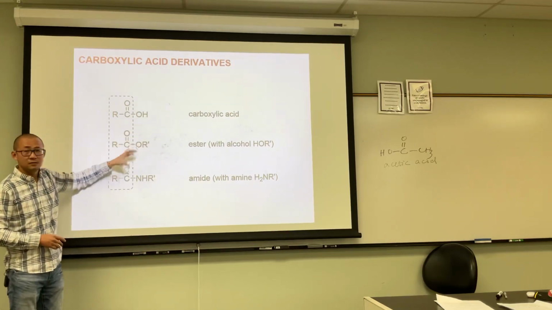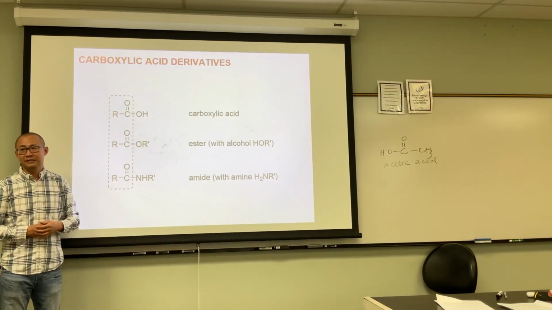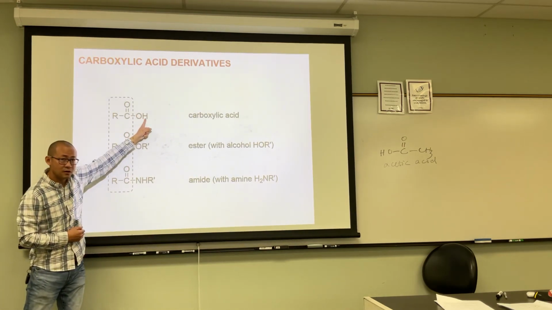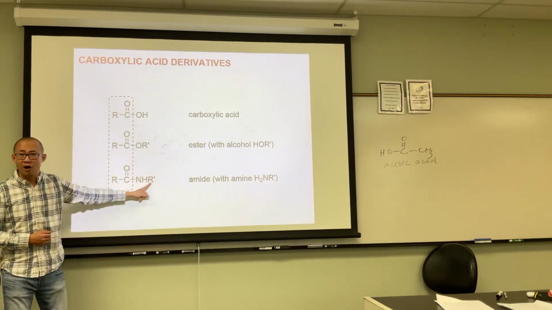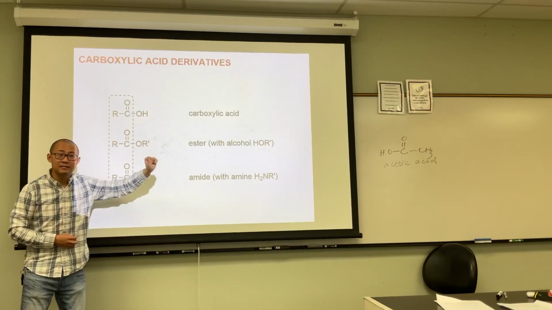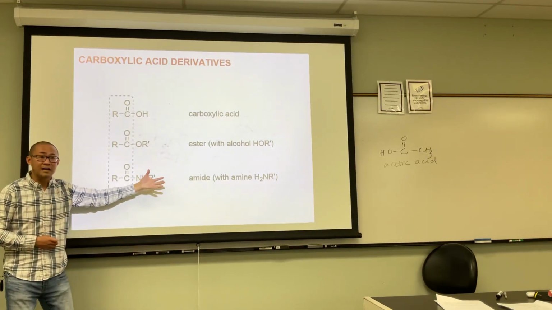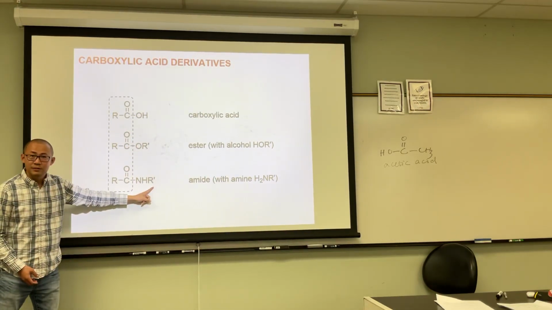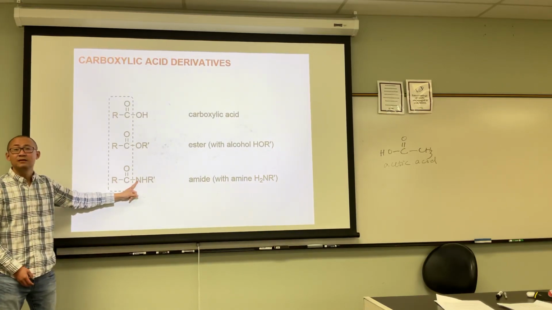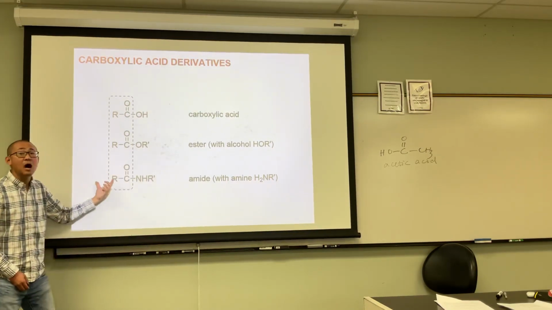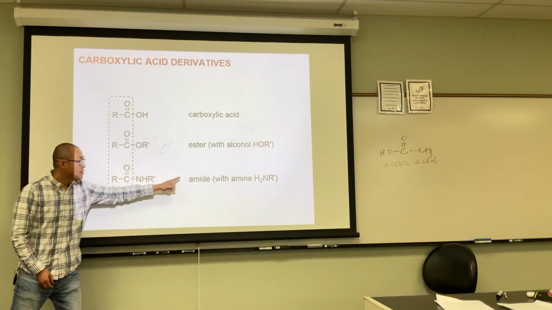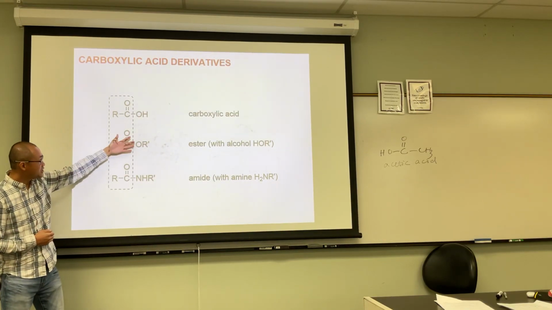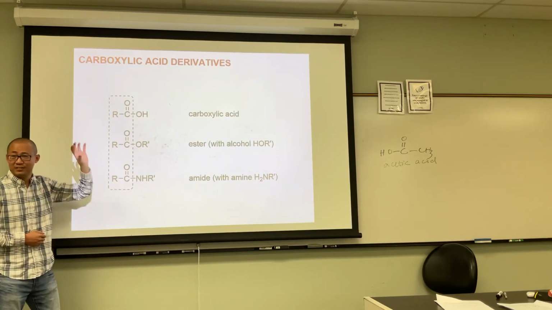Now, if you understand that, this part is going to be very easy, at least very similar. If you replace the OH of the acid with NR, from what? An amine. What is an amine? Nitrogen and R. If you replace the OH with NR, you make a bond between the C and the N. The resulting molecule is called an amide.